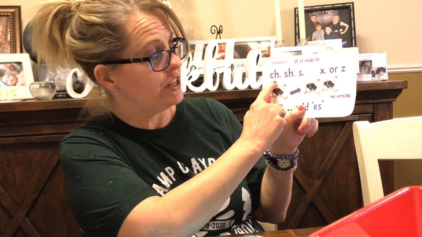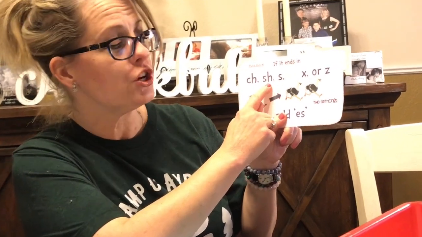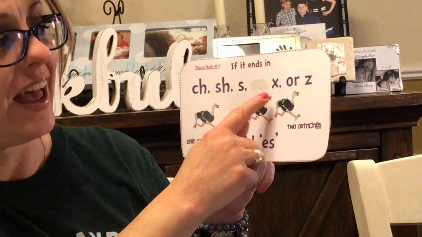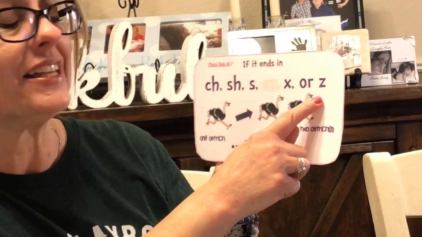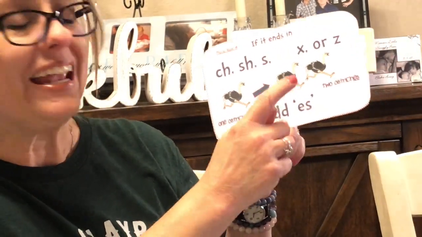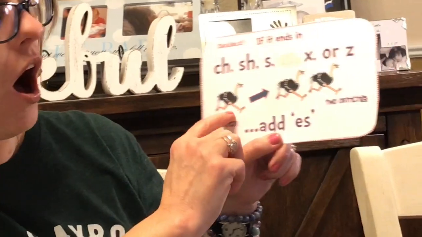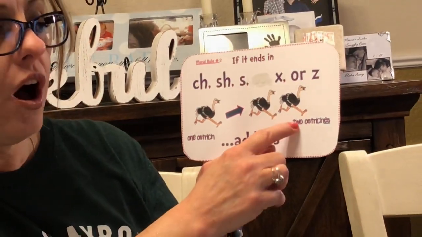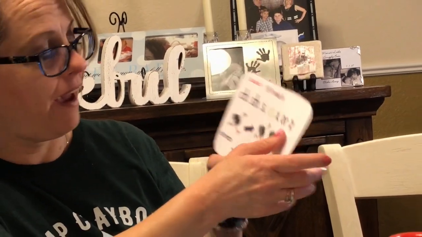Plural rule number two, which we know because we just played a game of that: if it ends in CH, which says ch, SH, which says sh, S, X, or Z, we're going to add ES. So ostrich goes to ostriches. Okay? And really, if you just think about it, if I said, tell me the plural form of dish, you would say, oh, it's dishes. And you can hear the ES in that.